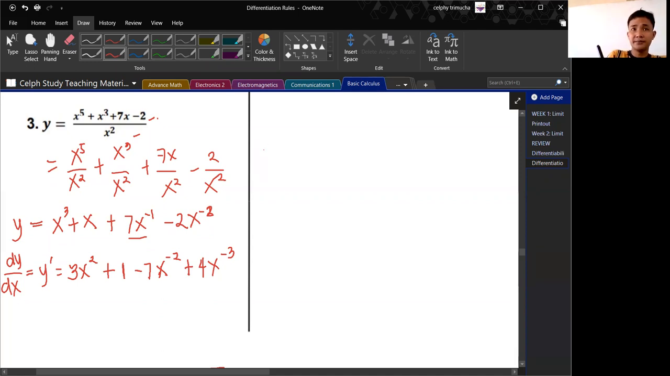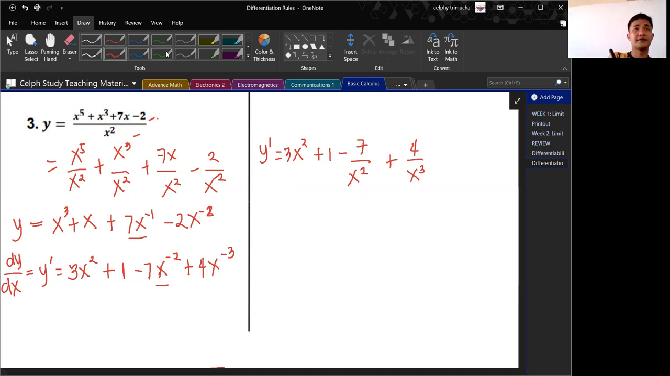So aton y prime will be equal to, so kapit ang 3x squared plus 1 minus, so 7 papanaog ta lang aton nga negative x squared or x raised to negative 2 I mean. So we have x squared plus 4 all over x cubed. So this now will be aton nga final answer.